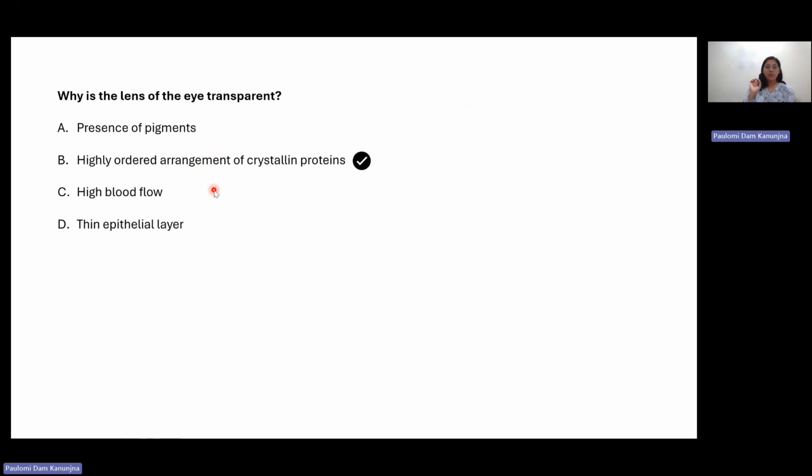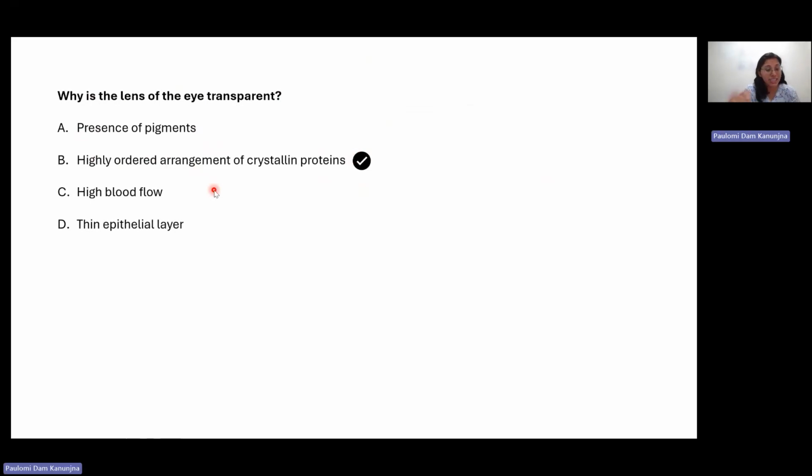So that they don't scatter light. If, let's say, these are two crystalline proteins and they are here, one is getting light here. It is supposed to refract light, so it will bend light here. This will bend light here. So it will all go haywire. If they're all stacked together, they will all minimize the scattering of the light. They will all focus the light together onto the retina. That's the whole idea, right?